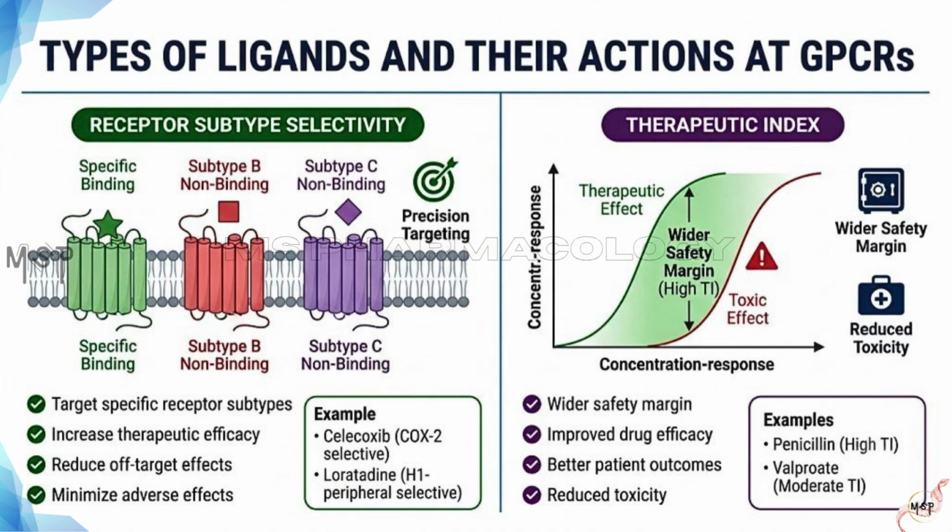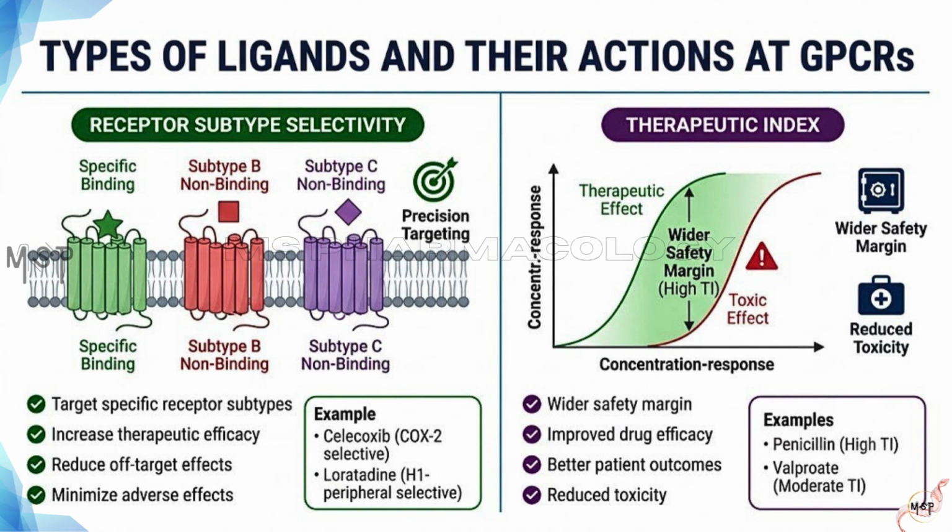Receptor subtype selectivity. Many GPCR families comprise multiple receptor subtypes with distinct tissue distributions and physiological functions. Developing drugs that selectively target a single receptor subtype allows clinicians to maximize therapeutic benefit while minimizing effects on other organs. For example, selective beta-1 blockers primarily affect the heart, with less influence on beta-2 receptors in the lungs.